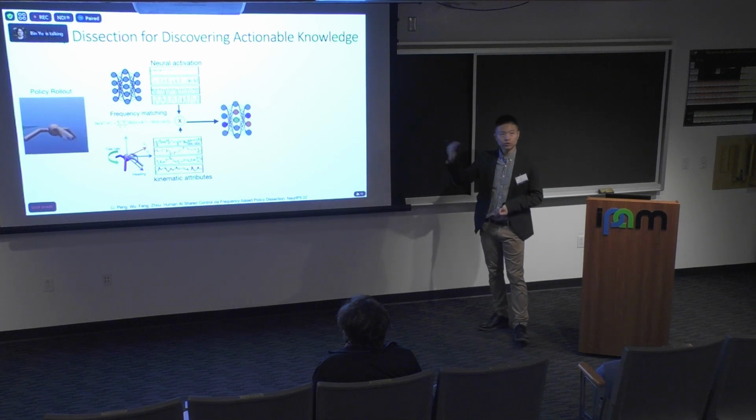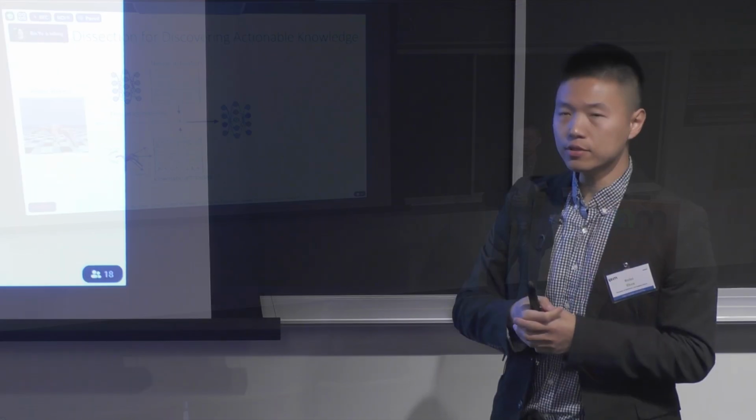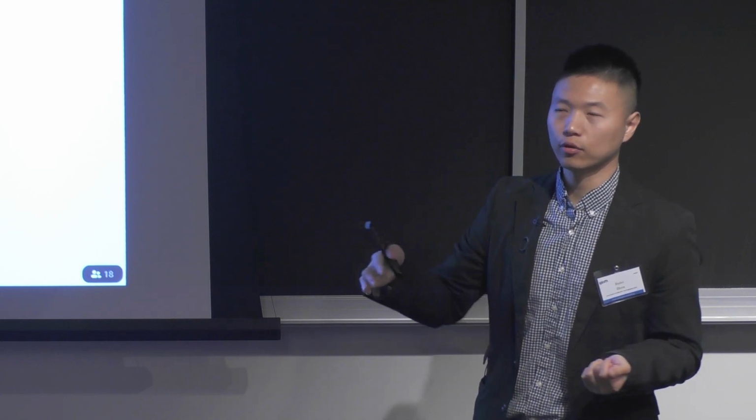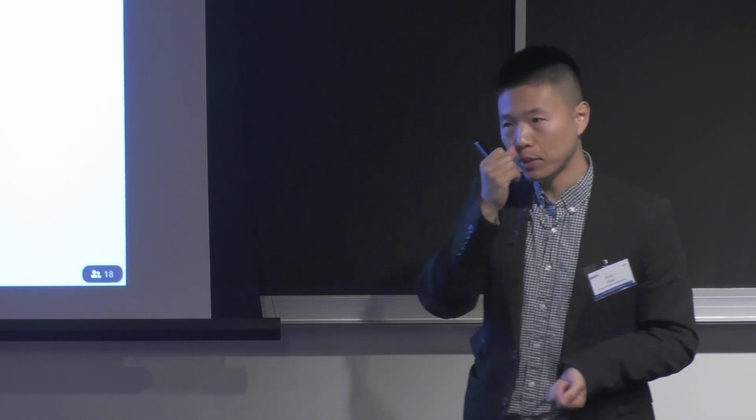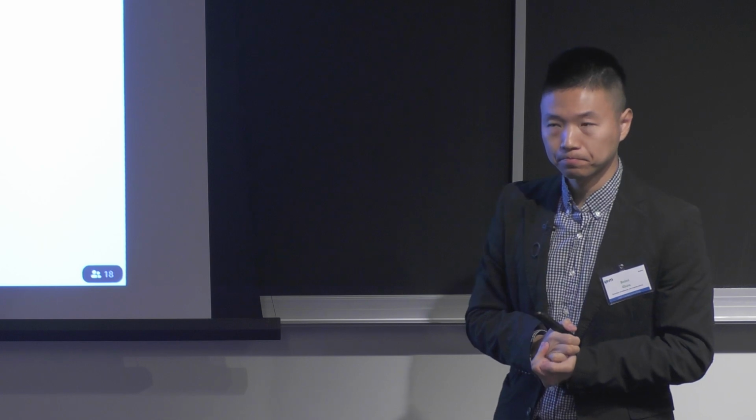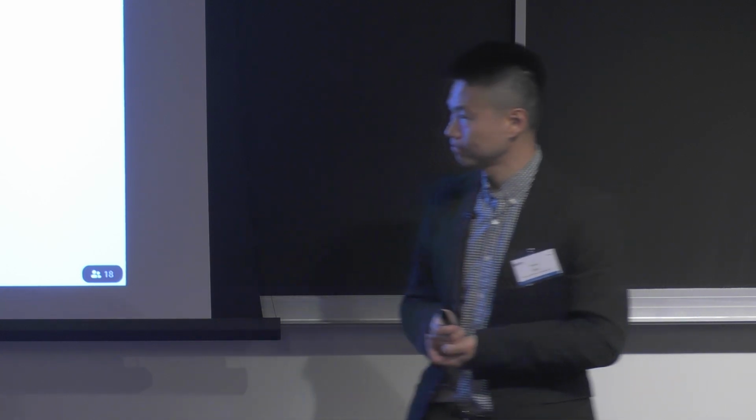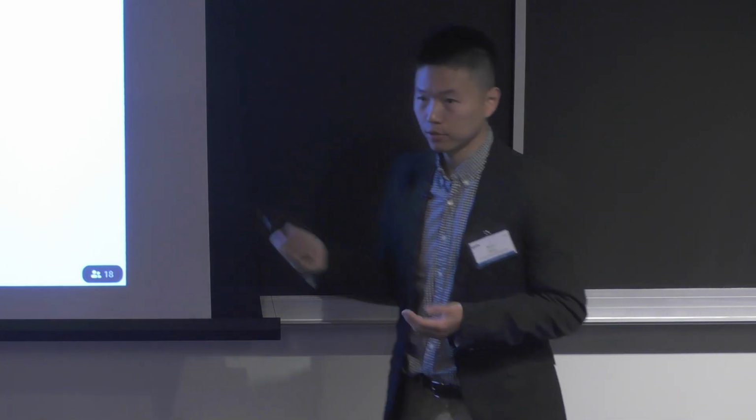Yeah, for the network dissection, because the architecture is different, it's a convolutional network versus MLP, so we may have different numbers for that. Okay, thank you. Okay, so we continue.